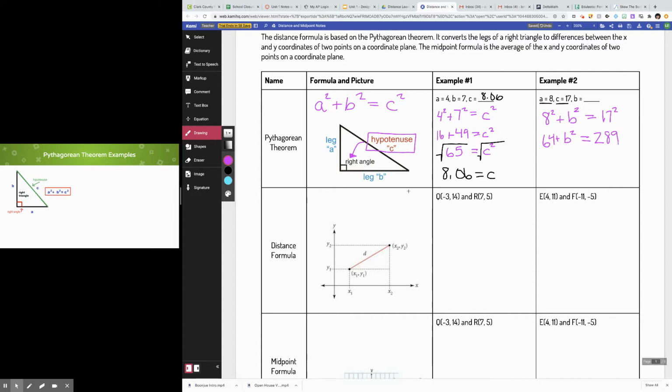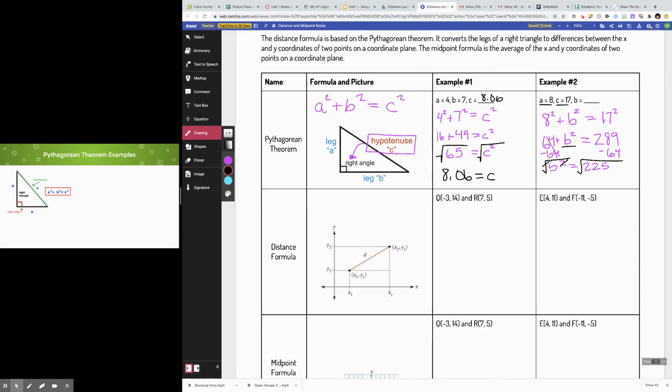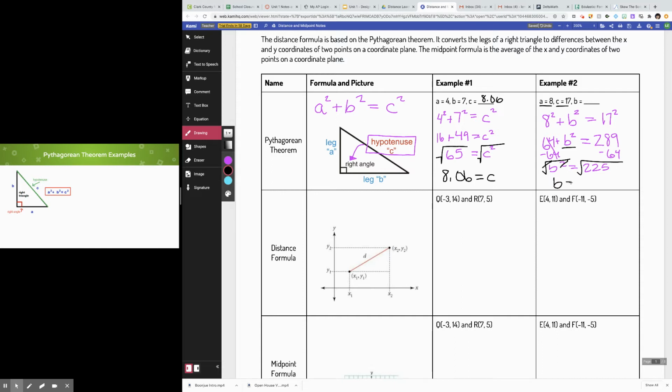Okay, so now my next step, because the goal is to get this by itself, right? That's the goal. I want to get that by itself. So I'm going to subtract 64 from both sides. Minus 64. Okay, so you have B squared is equal to, and then 289 minus 64 is 225. And then my last step always, whenever you have something that looks like this, something squared equals a number, the very last step is always take the square root, because you want to cancel out that exponent. So you get that B is equal to 15. 225 is a perfect square number. Okay, so you get 15.